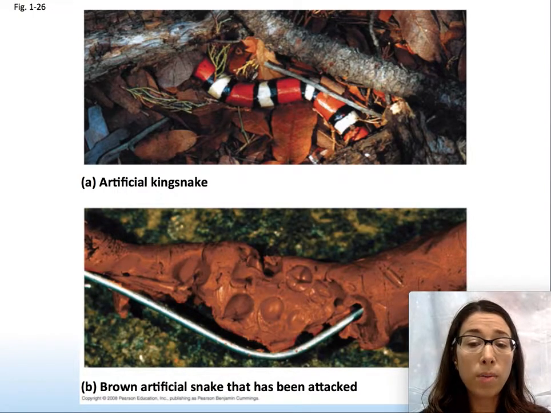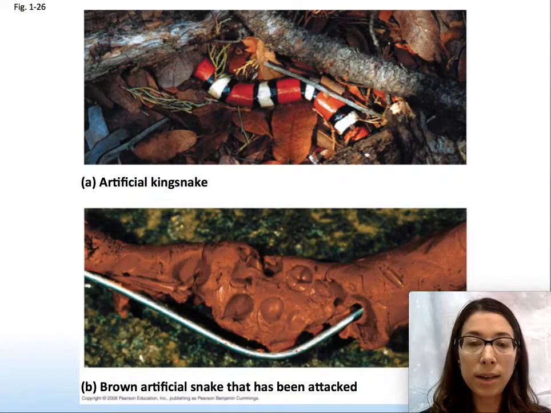You might want to measure the depth or the radius, the number. So these are all quantifications that the researchers need to be able to compile their data and compare the two groups. So here's the artificial king snake, here's the artificial brown snake, and we see that the brown snake has been attacked multiple times and it looks to be in pretty bad condition.